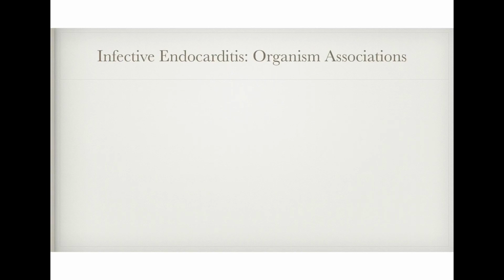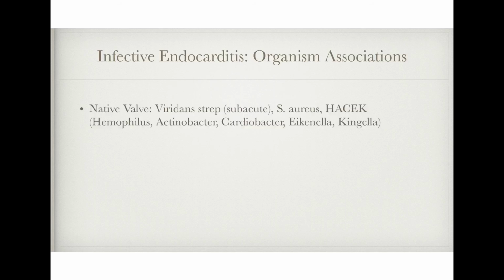A good history can guide us as to the most likely causative organisms of the patient's endocarditis. In a patient with a native valve, the most common organisms to look for are Viridans group strep, which would cause a subacute, slowly progressive endocarditis. Staph aureus, which is much more aggressive and causes very acute endocarditis. And members of the HACEK group, Haemophilus, Aggregatibacter, Cardiobacterium, Eikenella, and Kingella, which are gram-negative organisms.